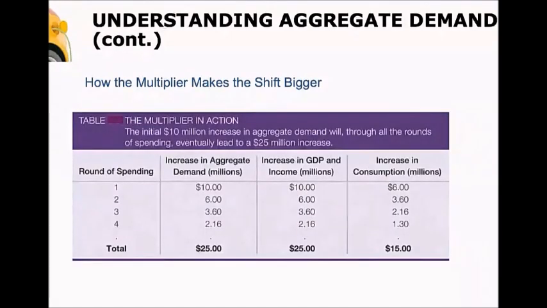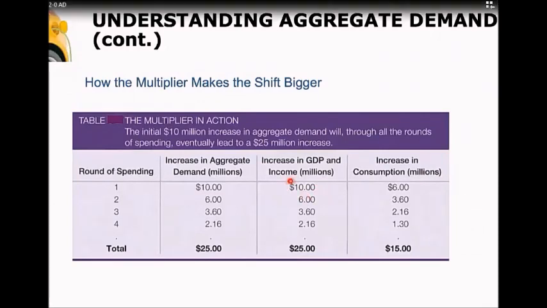Suppose we increase aggregate demand by $10 million. Well, as we saw when we looked at the circular flow, an increase in purchases of goods and services becomes an increase in income. Because to produce those goods and services, we have to pay workers, and those workers get paid income, and so income goes up by $10 million.